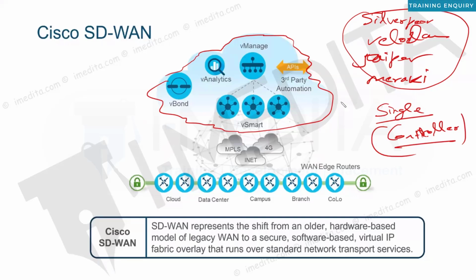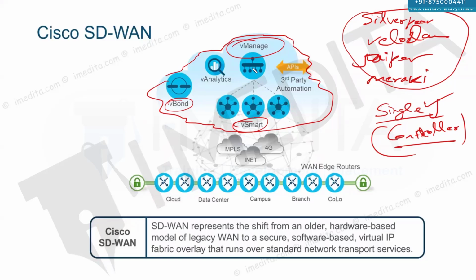So when I say single controller, it means they have a single component working as probably vManage, also vBond, vSmart. They don't have this distributed architecture. In Cisco SD-WAN, you have got distributed architecture, but the other vendors have a single component doing everything. I'm talking about the control components, right?